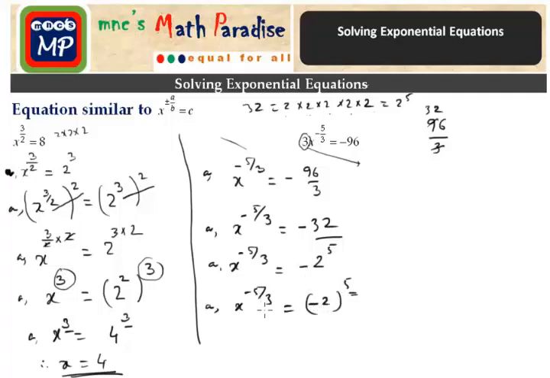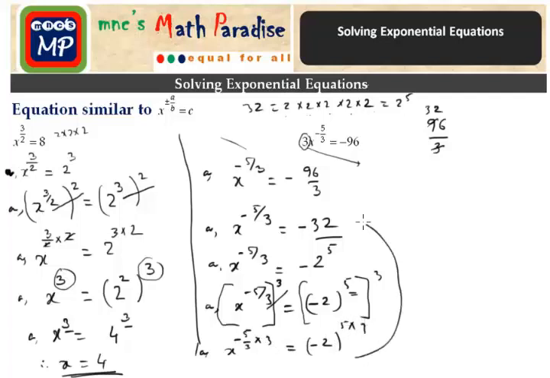Now here the denominator is 3. So if we raise both sides to the power 3, then these two powers will multiply: x to the power minus 5 divided by 3, times 3, equals minus 2 to the power 5 times 3. Now this 3 and 3 cancel. So we get x to the power minus 5 equals minus 2 to the power 5 times 3. We will keep it like that, 5 times 3.